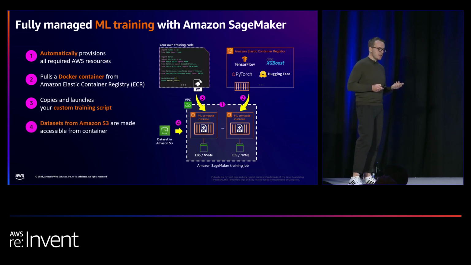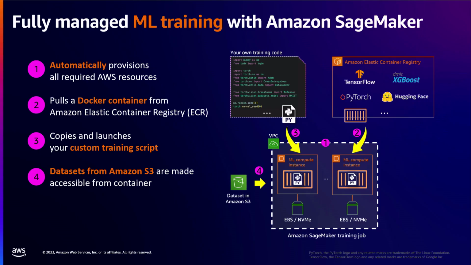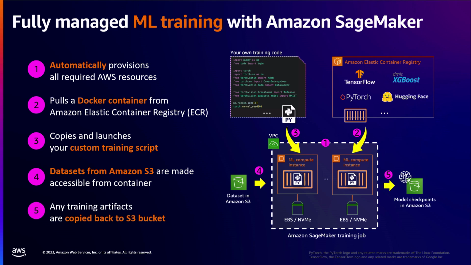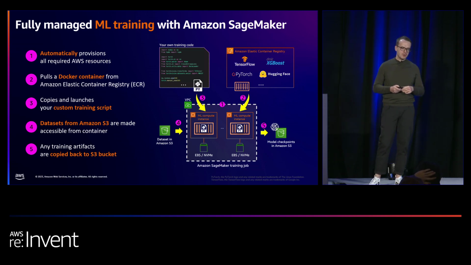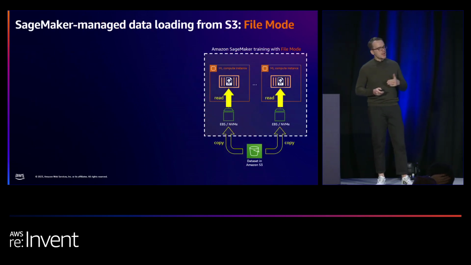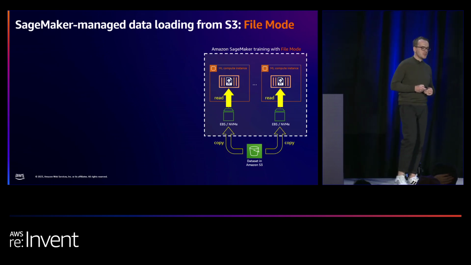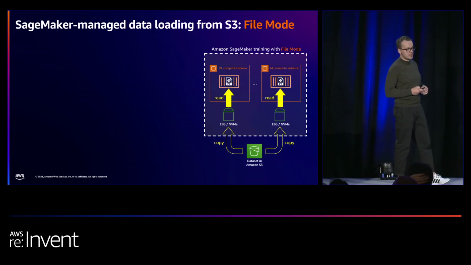As I have mentioned previously, data sets on Amazon S3 might be made available for you to access directly from the container if you have requested that. Once the training job finishes, all the provisioned resources will be turned down automatically, and all the machine learning artifacts that you have produced during your training job will be stored back to Amazon S3. So you end up only paying for what you have actually used throughout the training. Now let's talk about the SageMaker managed data loading options from S3 that we have here.